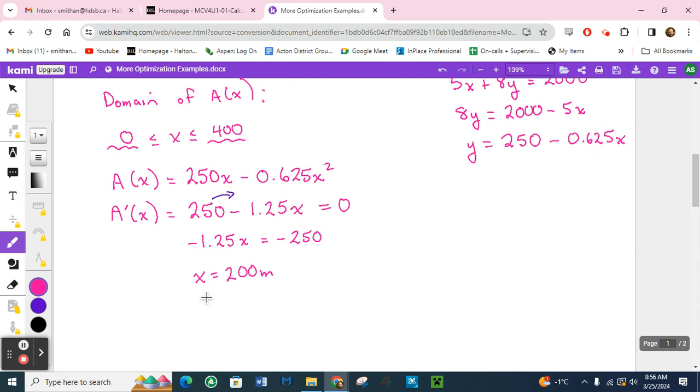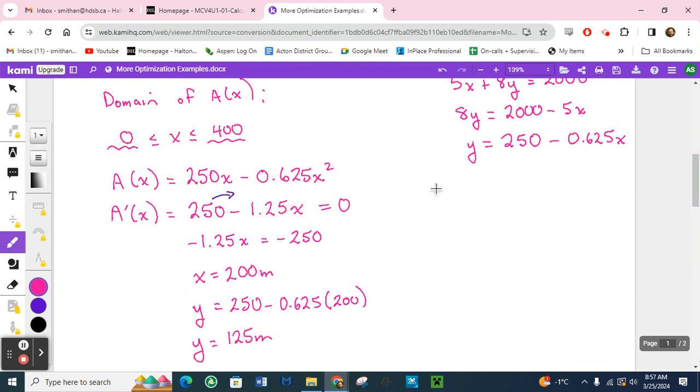The question did say determine the dimensions of a single pen. So if x is 200, what's the y dimension? We have that at the right. Y is 250 minus 0.625 of whatever x is, 200. 5/8 of 200. 125. No, not 75. 125. 0.625 times 200. 125. 125.